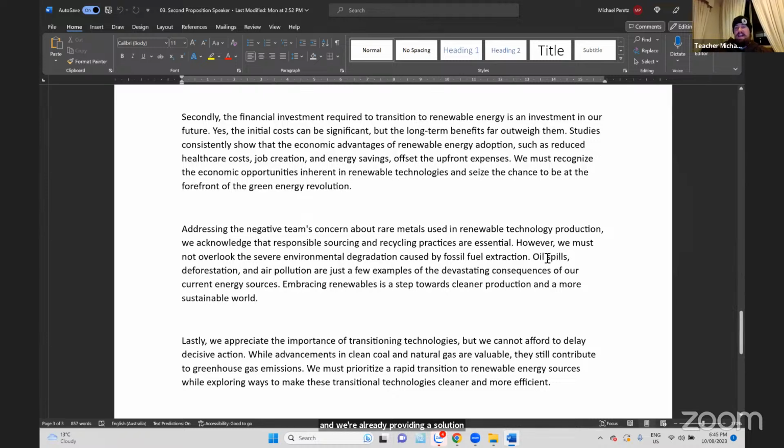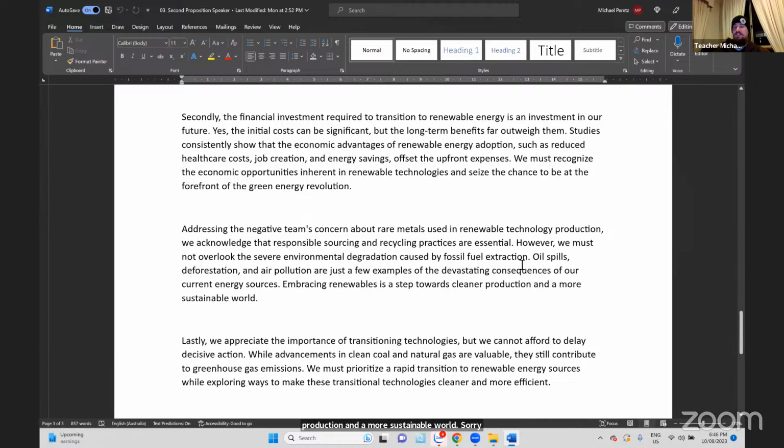And then we also go on to rebut against their argument by saying, but fossil fuels cause problems like this too. It's not just our green energy solution that creates these problems. So we must not overlook the severe environmental degradation caused by fossil fuel extraction. Oil spills, deforestation, and air pollution are just a few examples of the devastating consequences of our current energy sources. Embracing renewables is a step towards cleaner production and a more sustainable world.